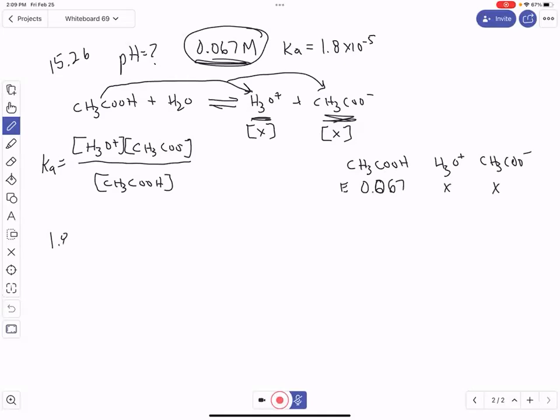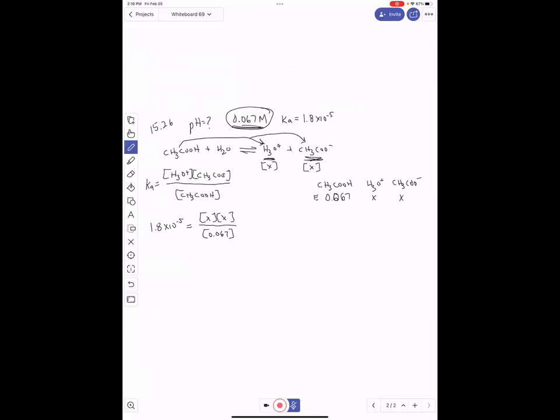So plugging in Ka, 1.8 times 10 to the minus 5 equals X times X all over the concentration of my acid, 0.067. I'm going to multiply both sides by that.